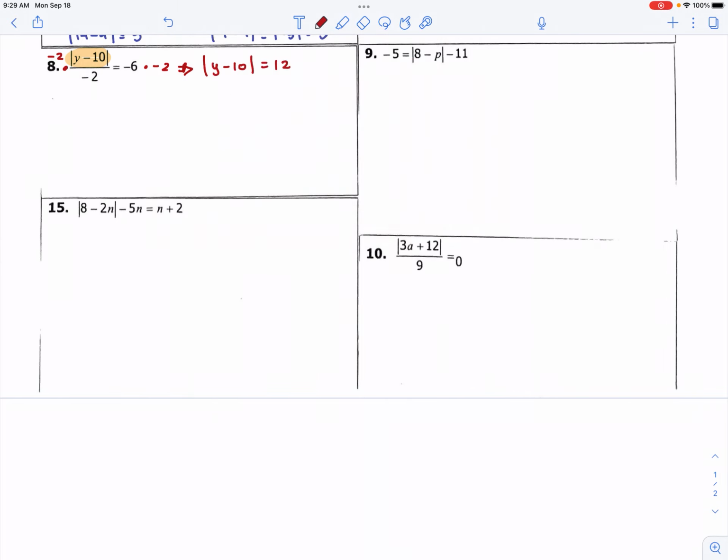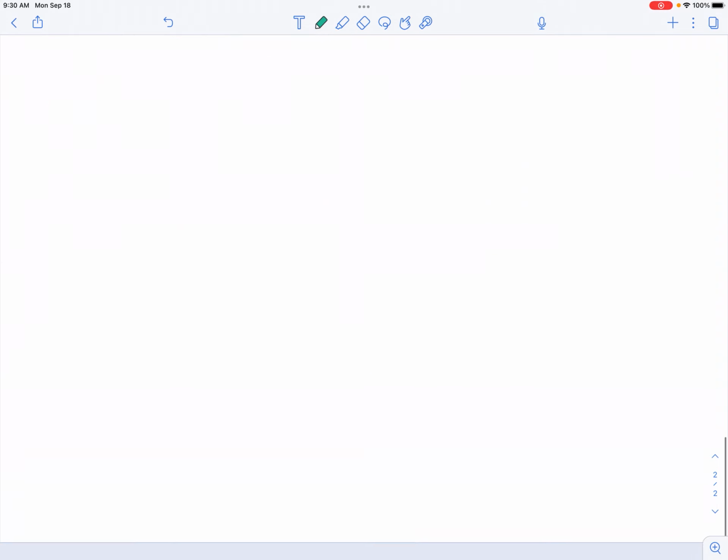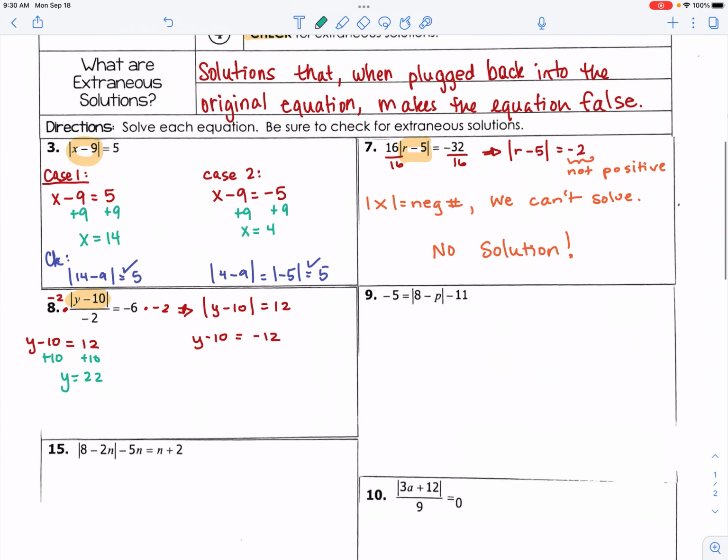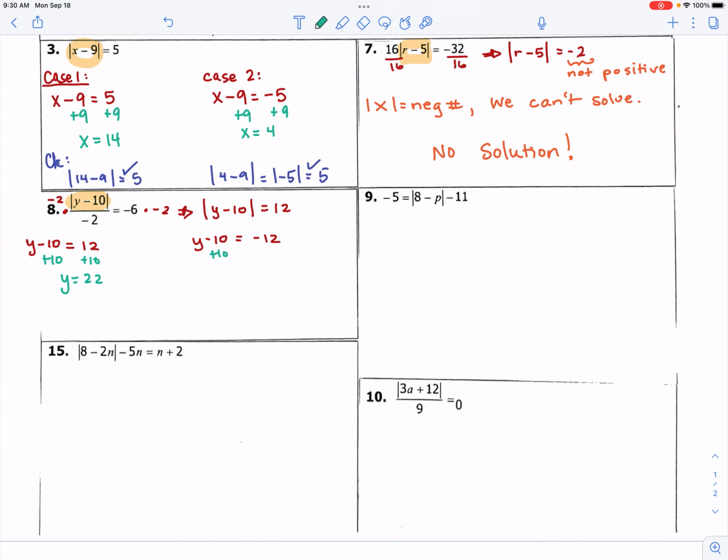So we're going to do our 2 cases. So first case, we have y minus 10. We keep the inside the same, and we keep the 12 the same. For case 2, we keep the inside the same, but we do the opposite of the other side of the equation. And then we solve. We add 10 to both sides. We get y equals 22. Add 10 to this side. We get y equals -2.